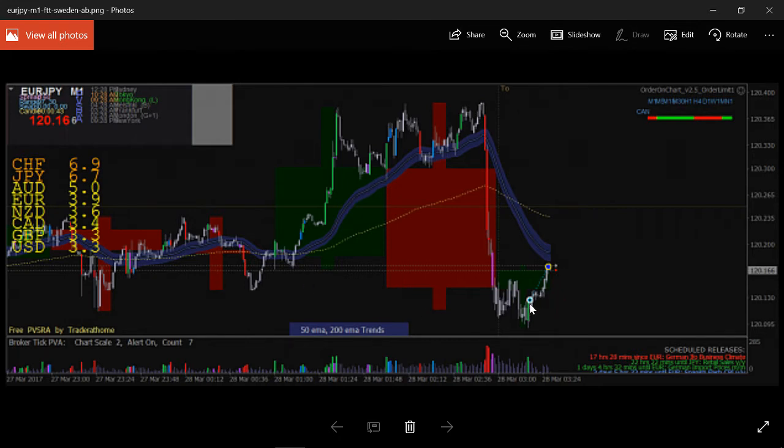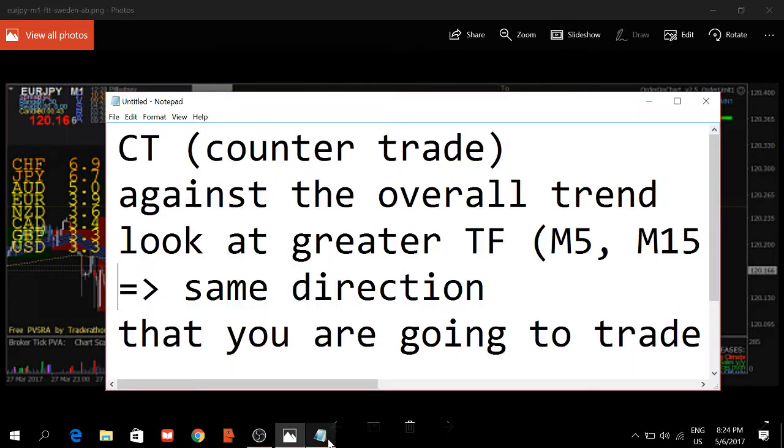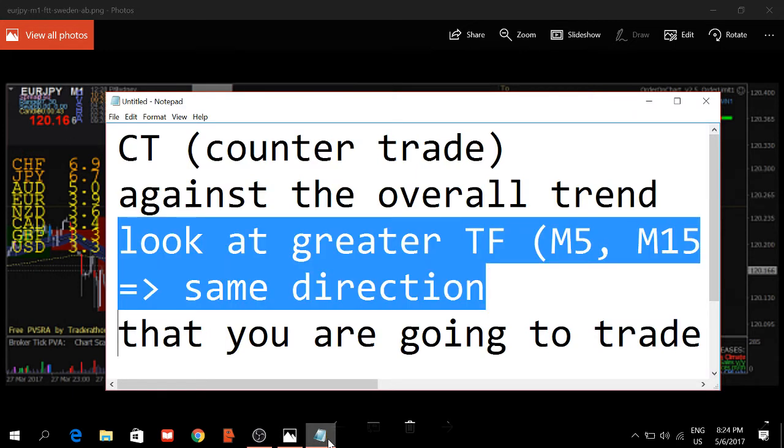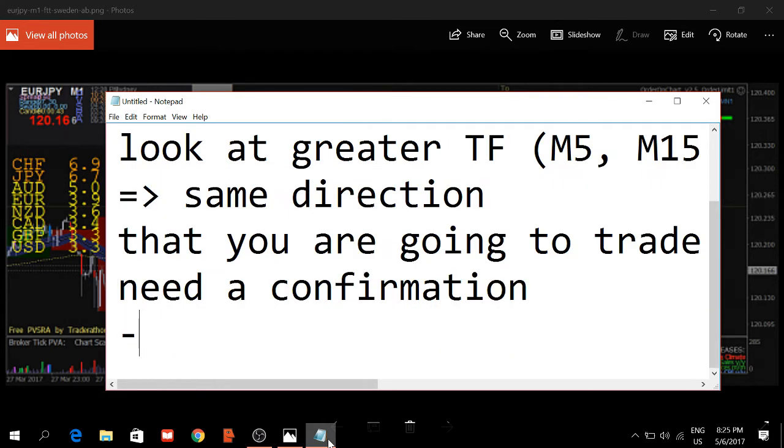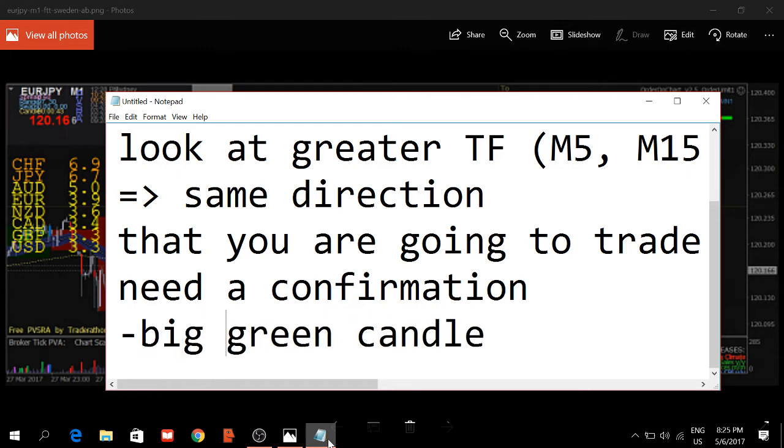So for us, the overall trend here is still bearish, and we are going to buy and sell here. Why are we doing this? First, because when I look at M5 and M15, it was still the same direction. It was bullish, so that's why I'm going to buy. After that, I need a confirmation. That confirmation will come, in this case, with a green candle. A big green candle with notable volume.